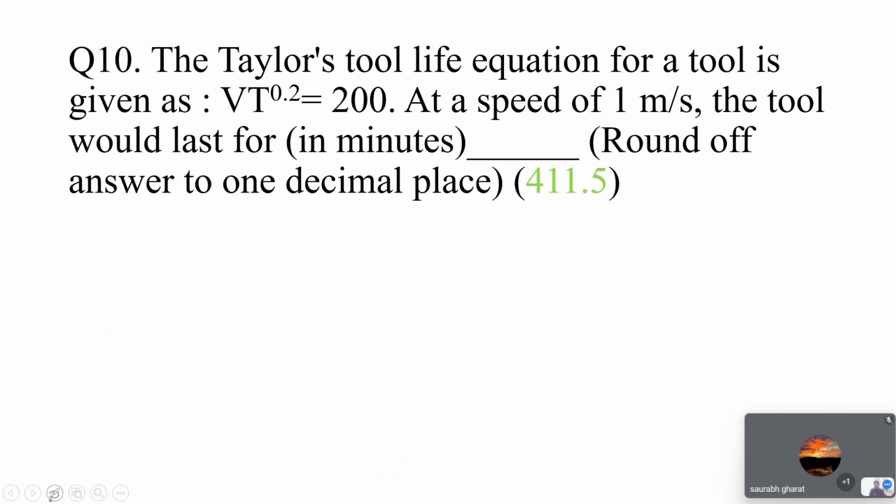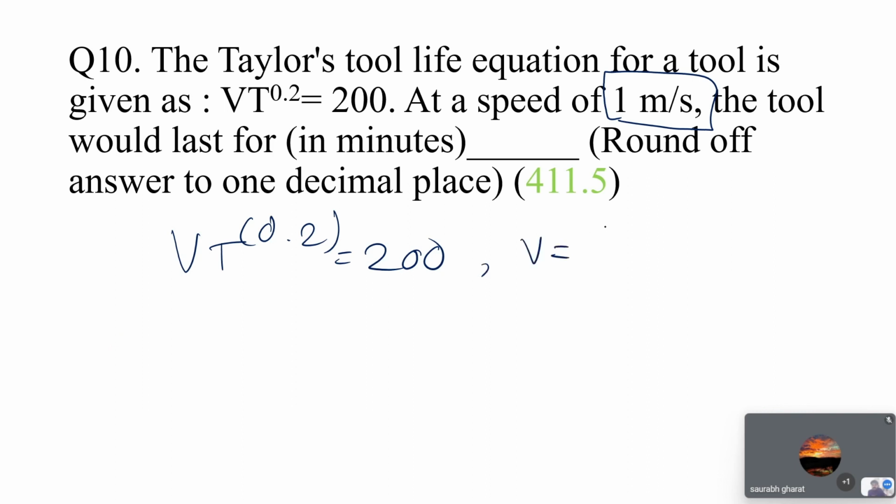Go to the 10th question now. So the Taylor's tool life equation is given simply. So we have V t raised to 0.2, which is equal to 200. We have everything. And what does the problem do? It is given in meter per second, converted into meter per minute. That's the concept. So what we have? V is equal to 1 into 60. So 60 meter per minute. You will have your V. Okay, so we have your V.